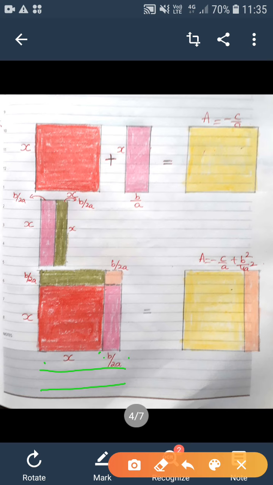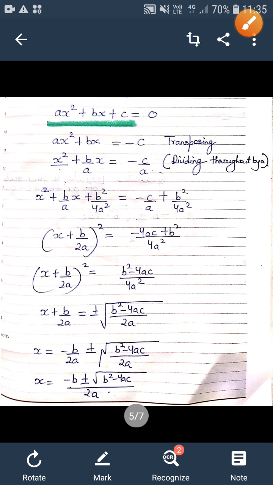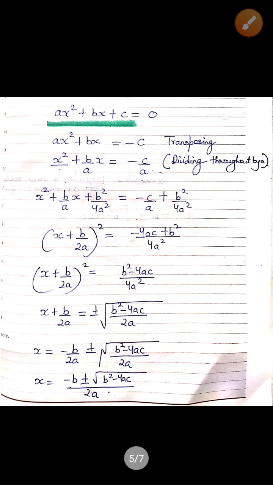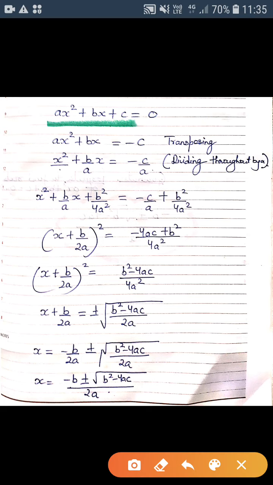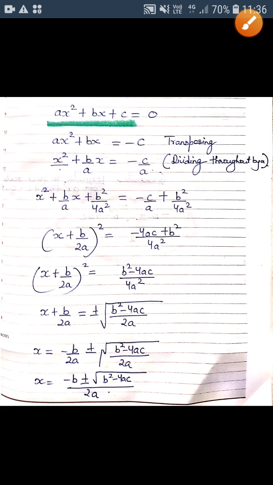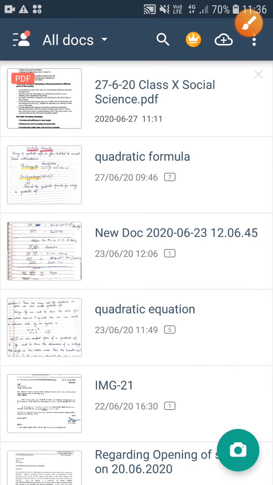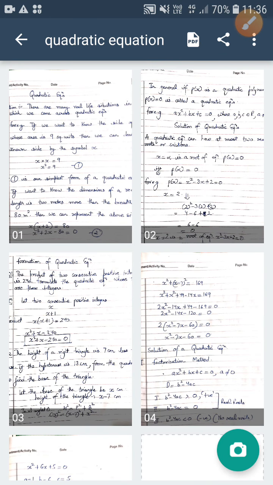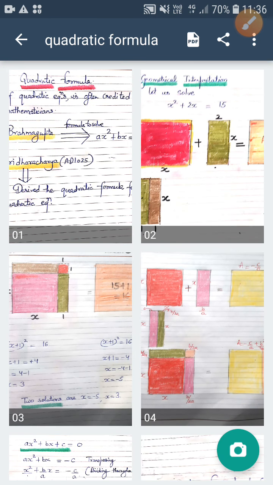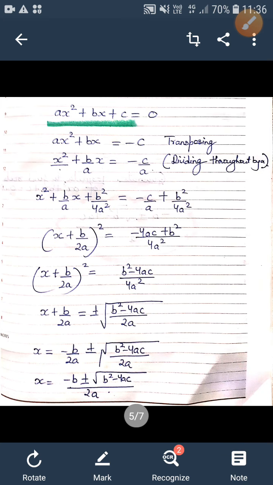So the area of the square will be x plus b upon 2a whole square, and the area of the right hand side will be equal to minus c upon a plus b square upon 4a square. Simplifying by taking LCM, which is 4a square, we have b square minus 4ac upon 4a square. So x plus b upon 2a whole square equals b square minus 4ac upon 4a square.